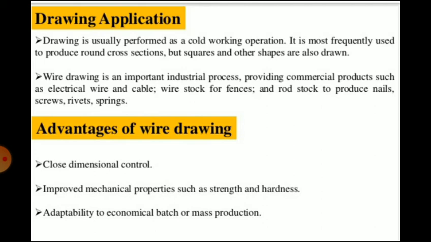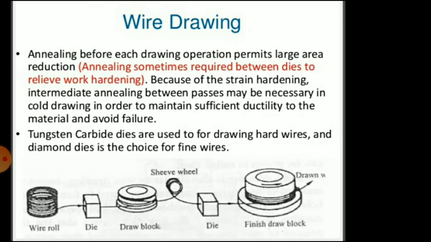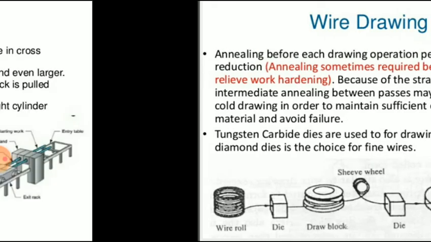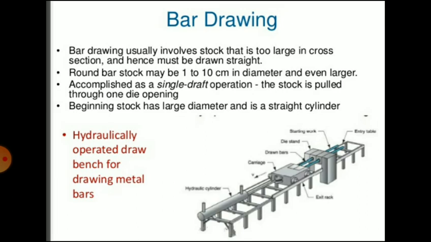So wire drawing is an important industrial process providing commercial products such as electrical wire and cable, wire stock for fences, rod stock to produce nails, screws, rivets, springs. These are some applications of drawing operation. So this is a wire drawing process. Now the bar drawing.